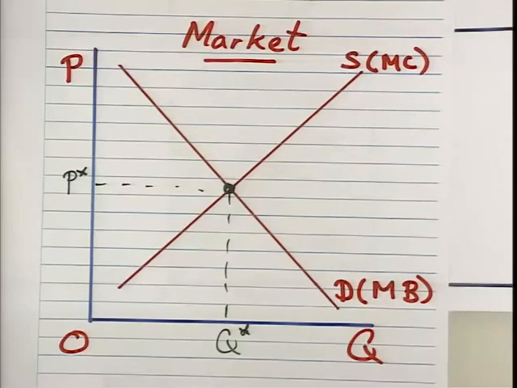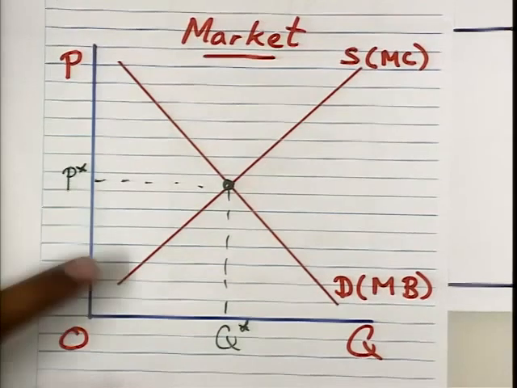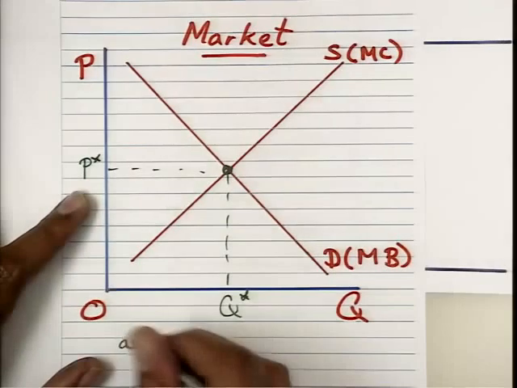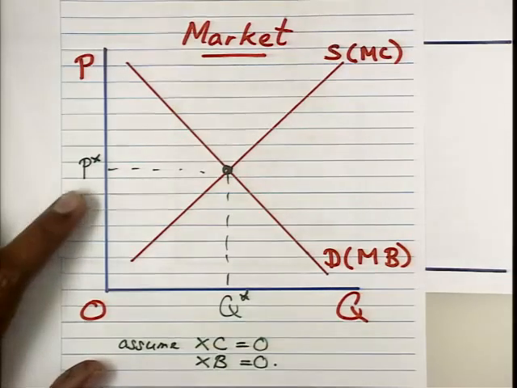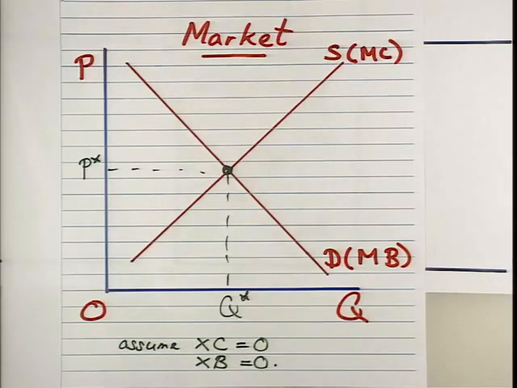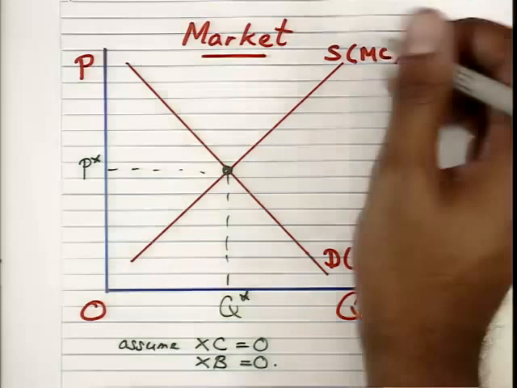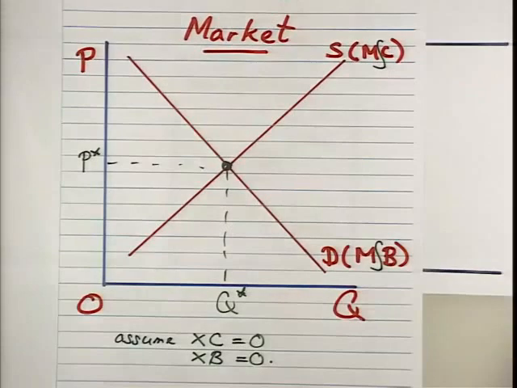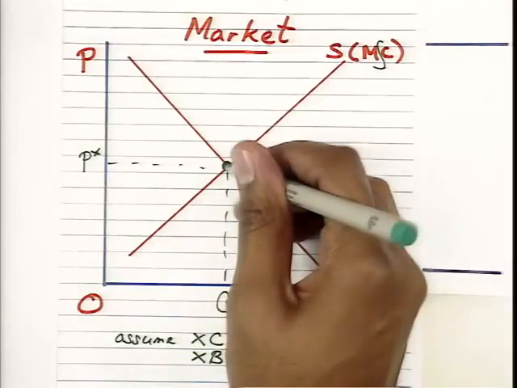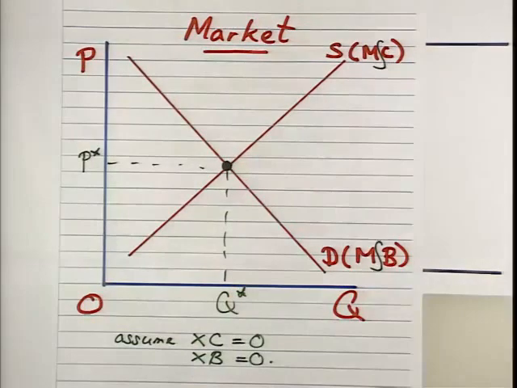With no interference in the market and assuming no external costs, no external benefits, so let's assume external costs and external benefits are 0. If we assume there are no external costs and no external benefits, then that is actually the marginal social cost, and that is actually the marginal social benefit. And that point is allocatively efficient. We'll see what happens when we have external costs and external benefits.